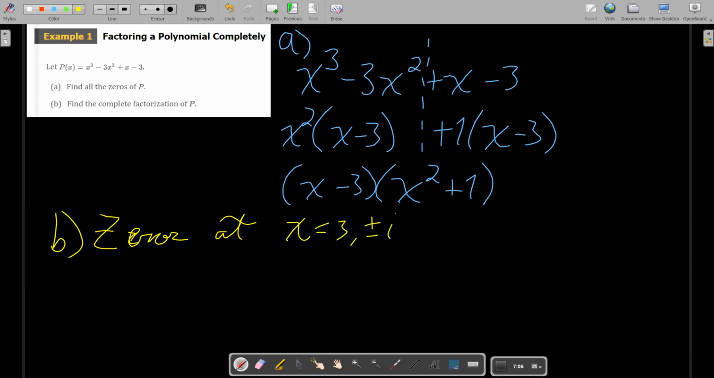Okay. So with that said, we can factor this completely now. Of course, x minus 3 is pretty easy, right? x minus 3, and then we'd have plus or minus i, right? x plus i, x minus i. Okay. So that's what we did. We factored this polynomial completely.